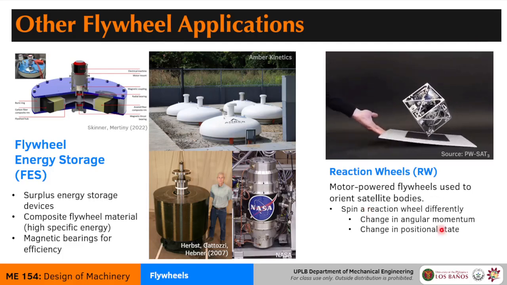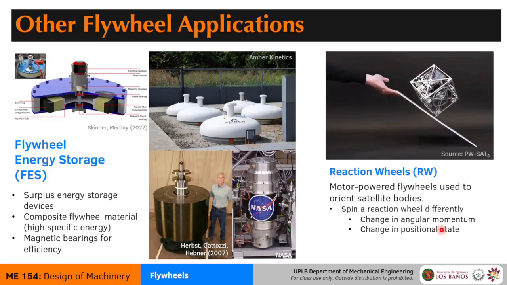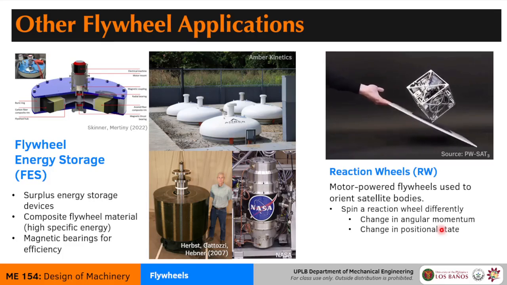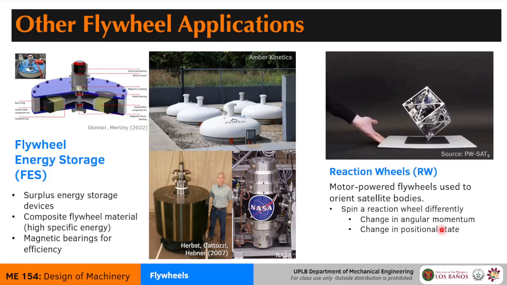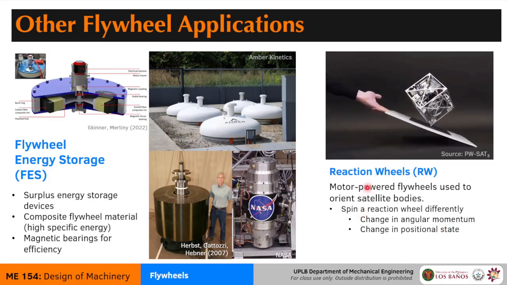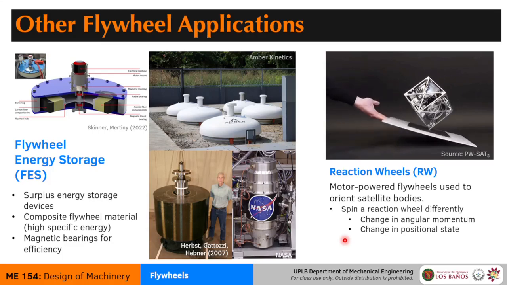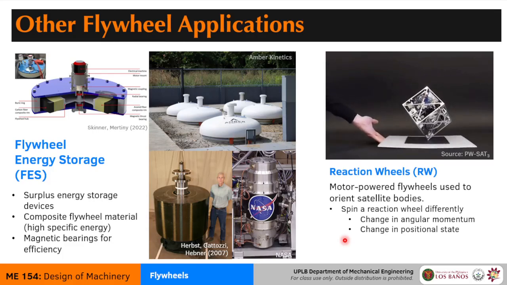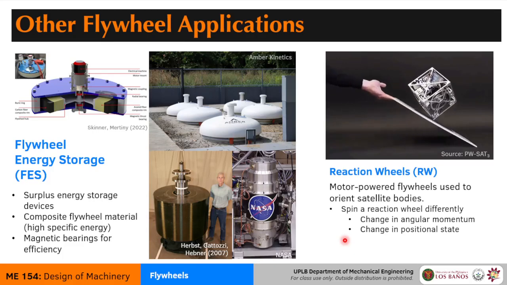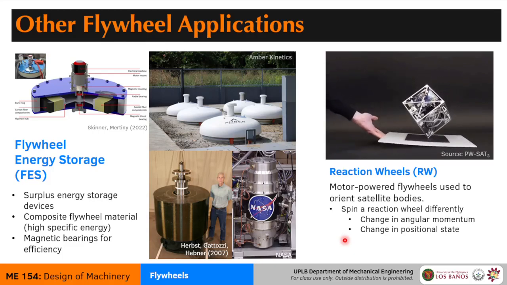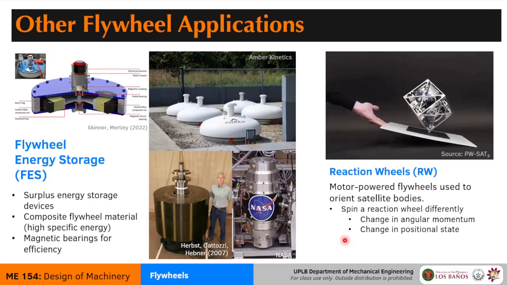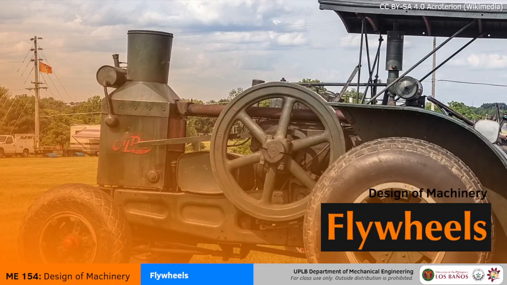A change in the speed of one reaction wheel will cause a particular effect on the satellite's angular speed or orientation. And this is a very hot topic because a lot of countries, especially developing countries, are sending things to space, and they need the ability to precisely orient their satellites towards a particular position. And that is it for flywheels.